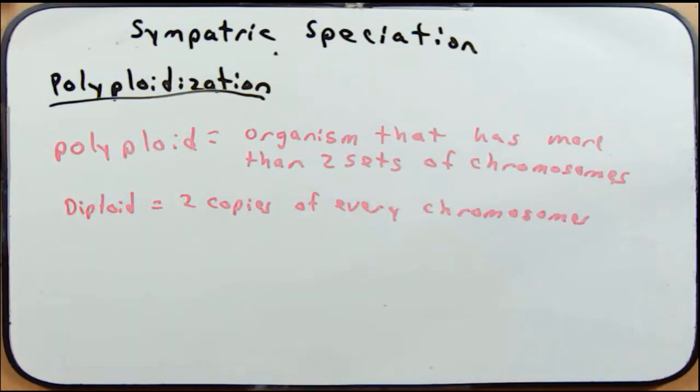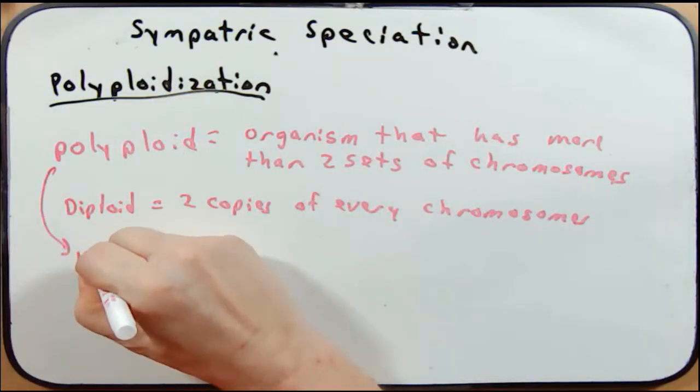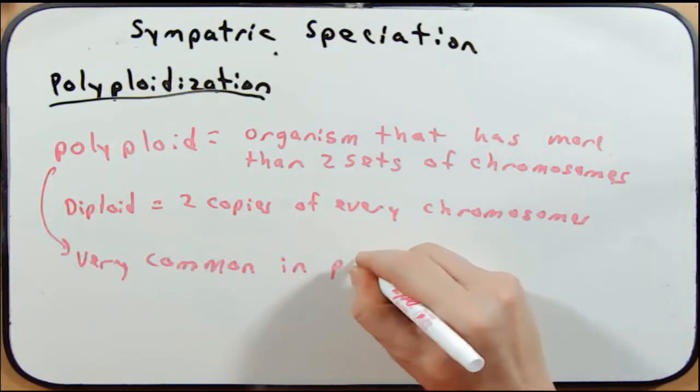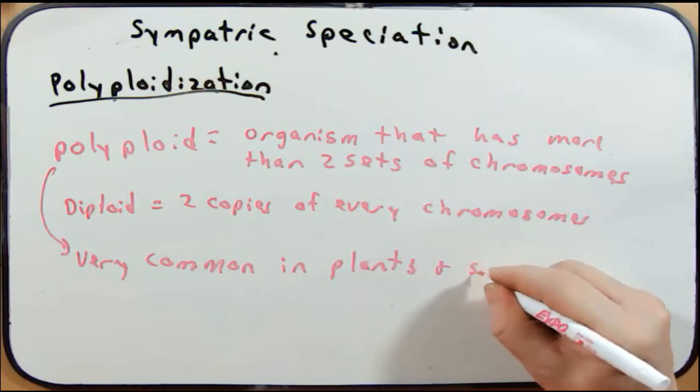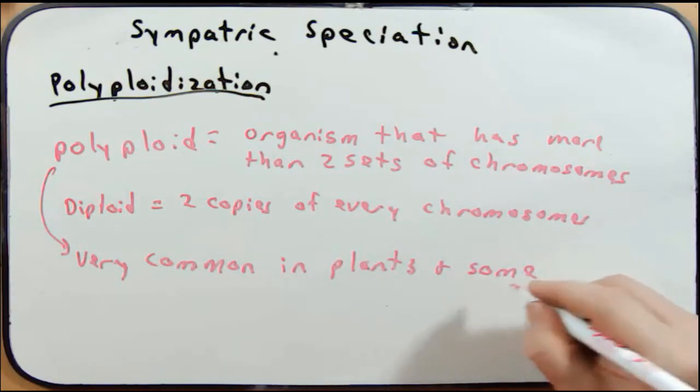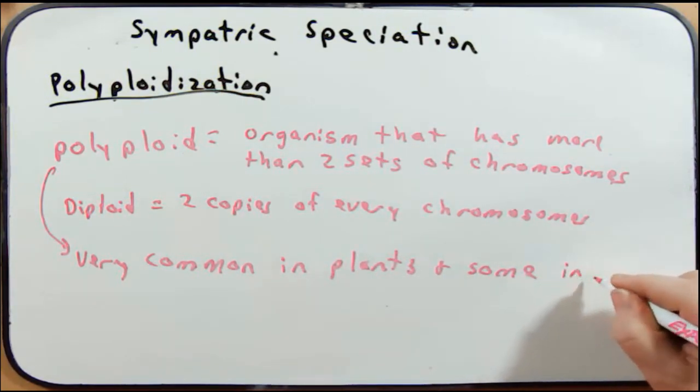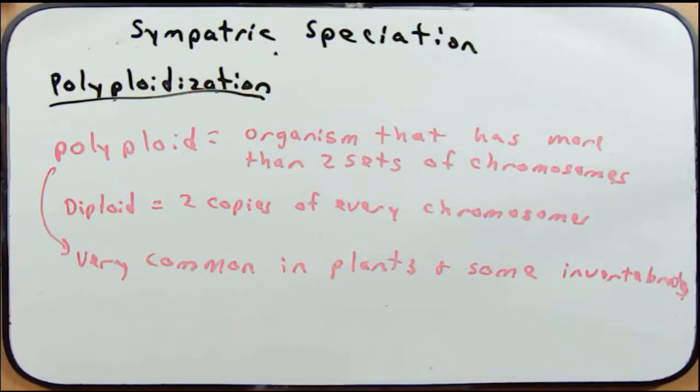Now, it should be noted that polyploids are very common in plants and some invertebrates. Every now and then, there will be a human polyploid, but they die in utero and are spontaneously aborted. But in plants, extremely common.